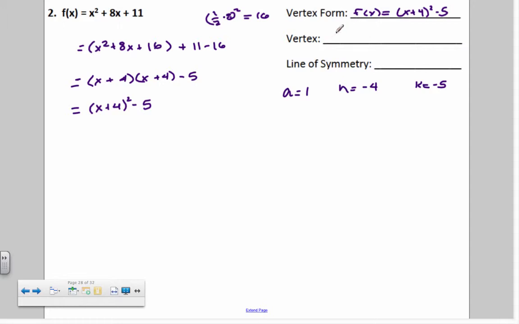So my vertex is h comma k. I should get negative 4 comma negative 5. And my line of symmetry is always x equals h, so it should be x equals negative 4.